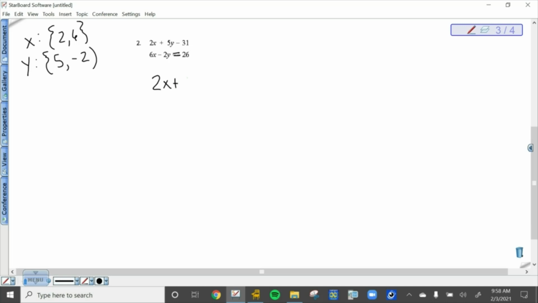So 2x plus 5y equals 31. And 6x minus 2y equals 26. Now I said I'm going to multiply my first equation by negative 3. This is how I do it. I draw arrows, so I'm going to show my new equations.